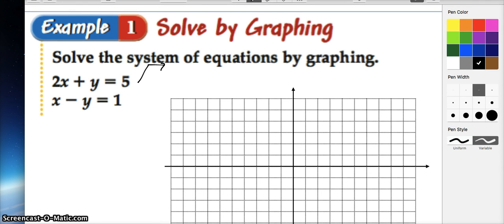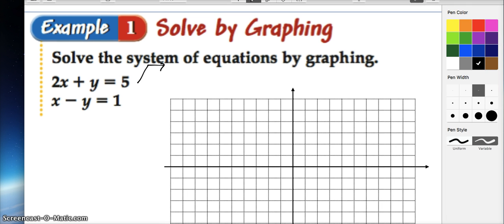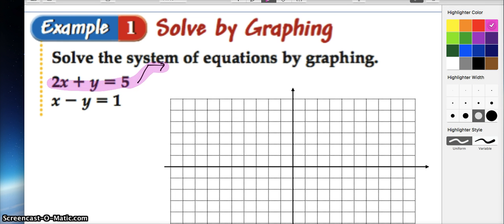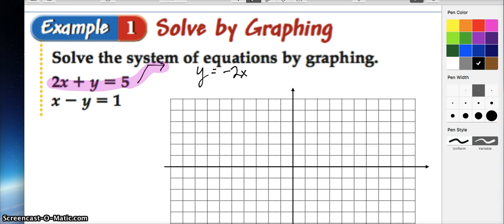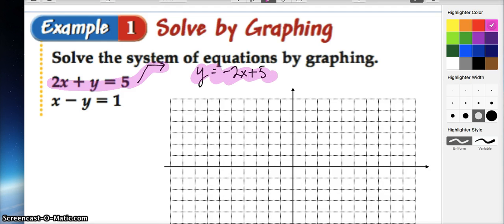So let's do that. I'm going to take this first equation. Let's call it my pink equation. I'll take the pink equation and I will rewrite it like this. y is equal to negative 2x plus 5. Notice I subtracted 2x from both sides of the equation, and I came up with an equivalent equation, but written in a form that's going to be easier for me to graph. The next equation, let's call it the blue one.